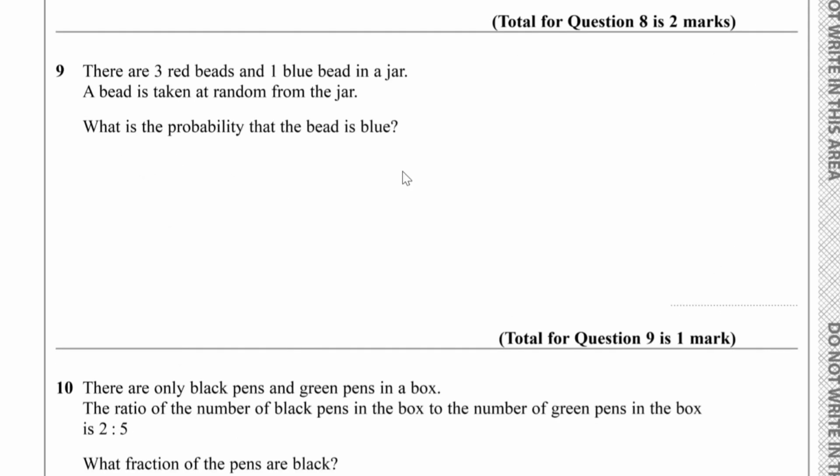Question number 9. There are 3 red beads and 1 blue bead in a jar. A bead is taken at random from the jar. What's the probability that the bead is blue? Well, how many beads would we have in total? In total, we've got 3 red plus 1 blue. We've got 4 beads in total, and of those, 1 of them is blue. So the probability then is 1/4.